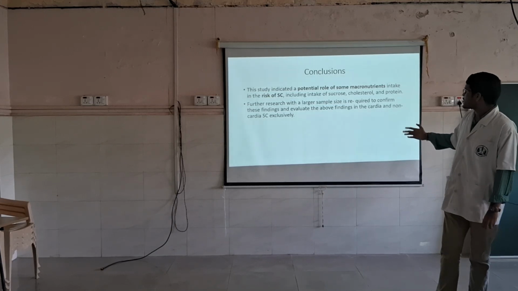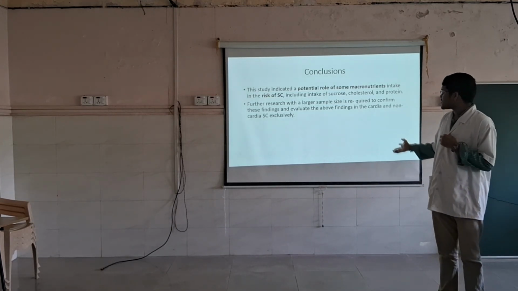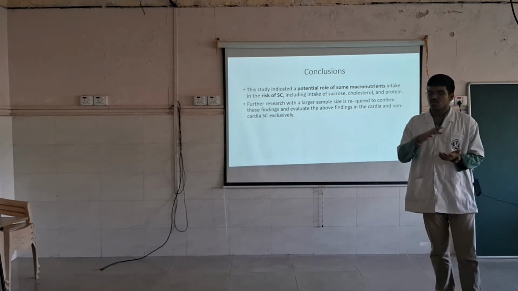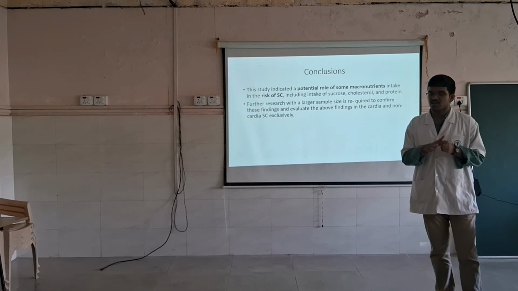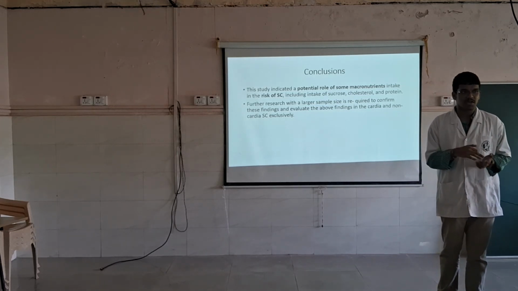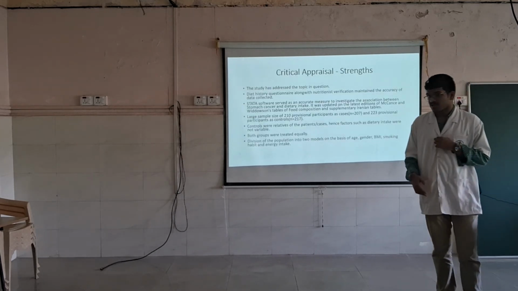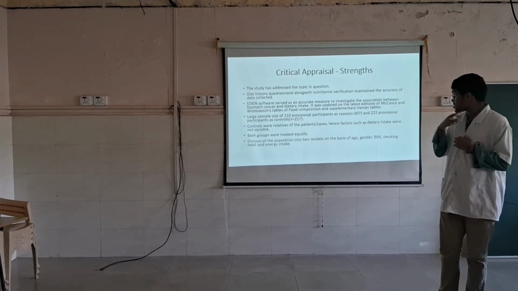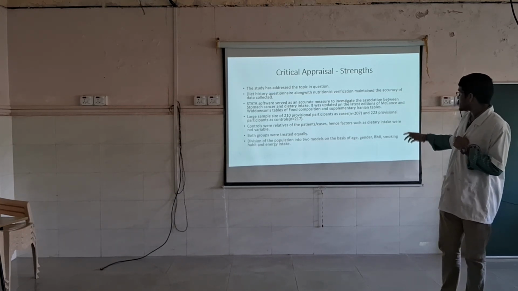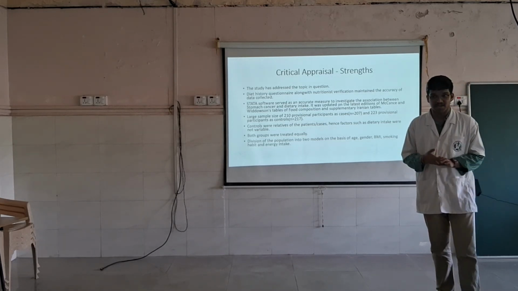The conclusion was that some macronutrients have a potential role in the risk of stomach cancer. Further research with larger samples was suggested to check whether there was an actual occurrence with cardiac, which is a more common form of stomach cancer, and non-cardiac stomach cancers. The critical appraisal was done using the CASP checklist, in which the study has addressed the topic in question. The diet history questionnaire and nutritionist verification maintained the accuracy of data collected.